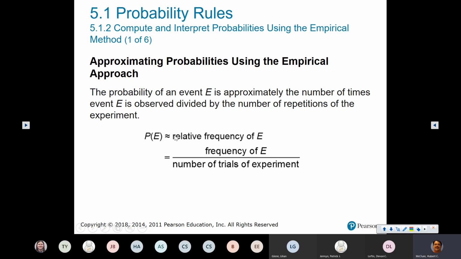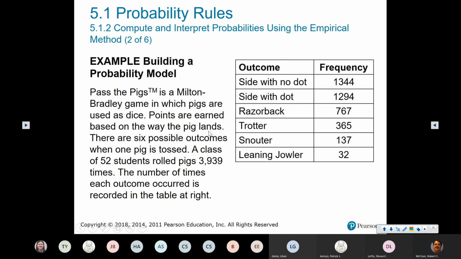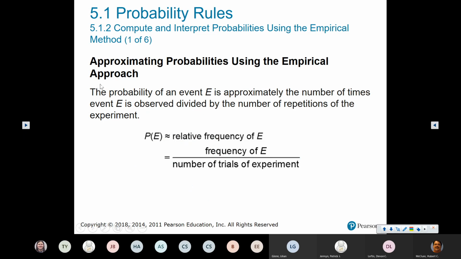Relative frequency is physical probability. Empirical, you see the word empirical, that means physical probability. Keyword, observed. So you might want to highlight that word observed.